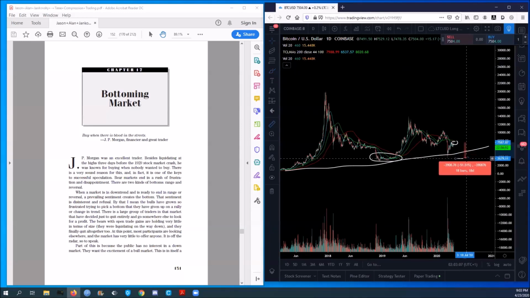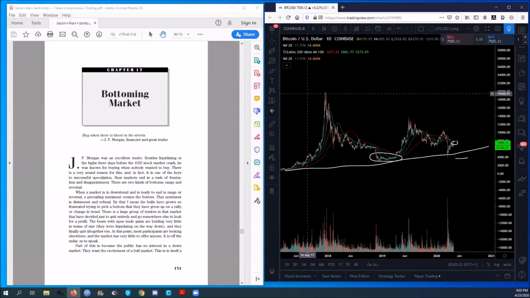This would require about a 50% stop. If I was to enter now and I was to truly put a stop where I would be underneath the last swing low, you're talking about a 50% drawdown. It just makes no sense in the big picture.